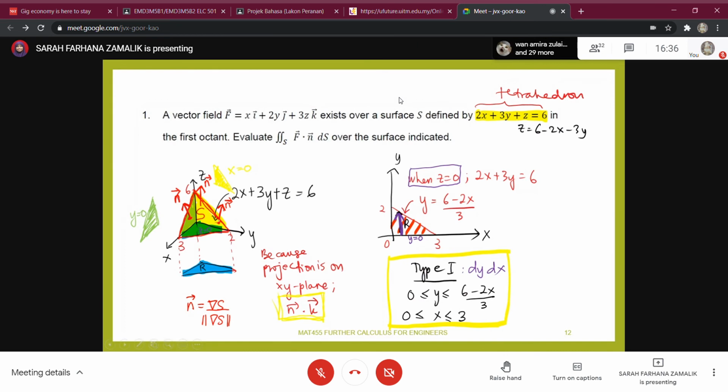Okay, dah boleh nampak dah. Apa maksud surface integral sebenarnya? Okay. Sebab tu kita kena check ada berapa total surface integral dulu. Okay, so that is for number 1 tadi, tetrahedron.